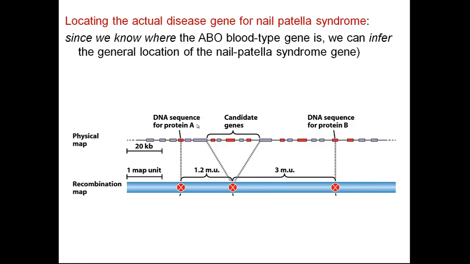The other useful thing is that the ABO blood type can actually be used as a proxy to predict whether you have inherited the disease allele for the nail patella syndrome. Since they are so close together on the chromosome, it's pretty likely that if you get one thing, you're also going to get the other one that is linked to it.